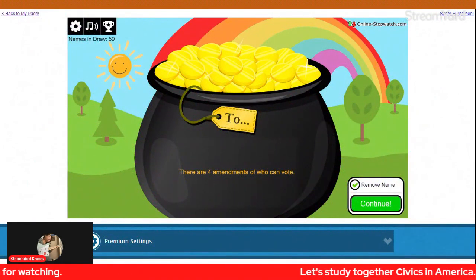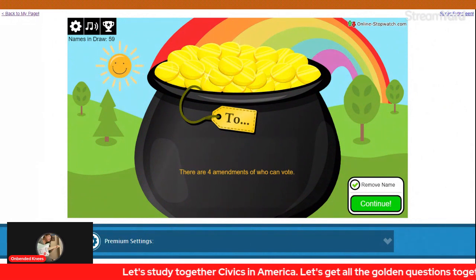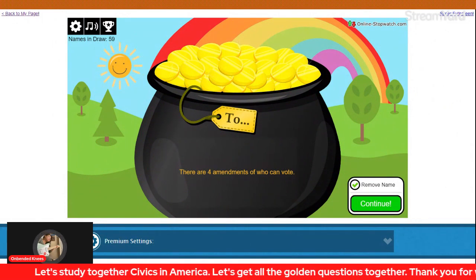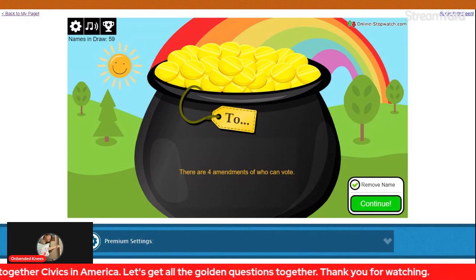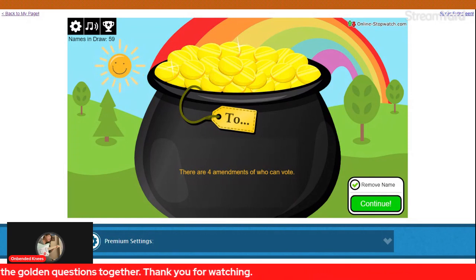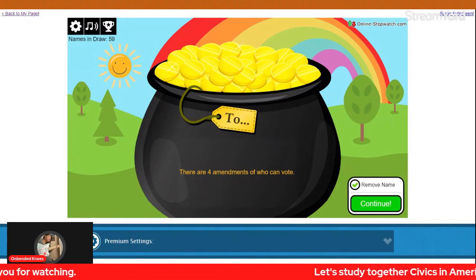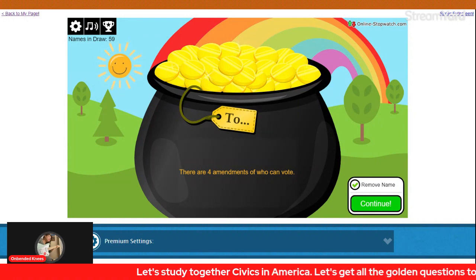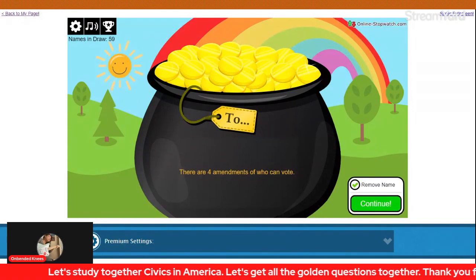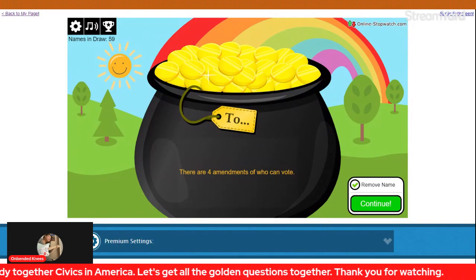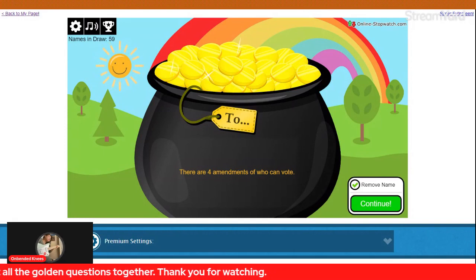Who can vote? That's the system of the government. Citizens 18 and older can vote. You don't have to pay a poll tax to vote. Any citizen can vote. Women and men can vote. A male citizen of any race can vote. That's rights and responsibilities.